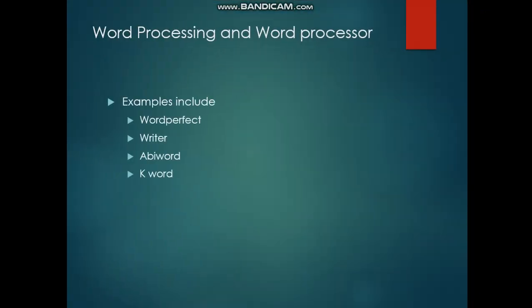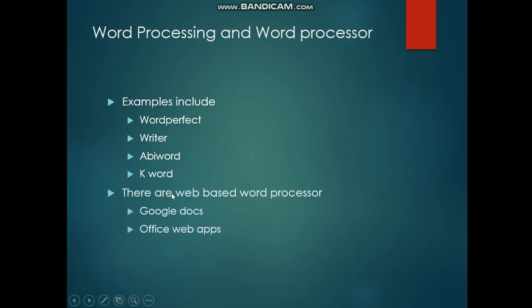Next topic is the examples of OpenOffice includes. These are the different word processor examples: WordPerfect, Writer, AbiWord and KWord. And there are also web-based word processors like Google Docs that you may be using, your Google Drive, and Office Web Apps. These are available on the internet.